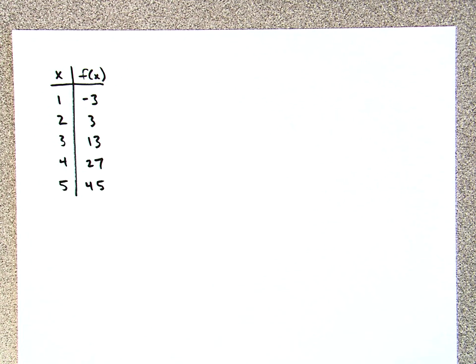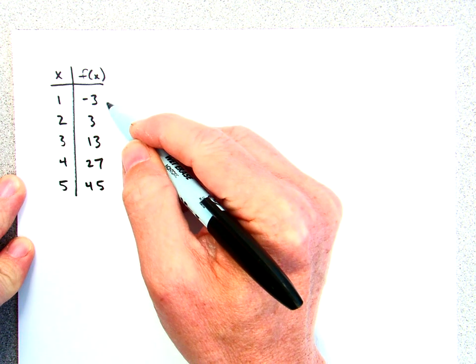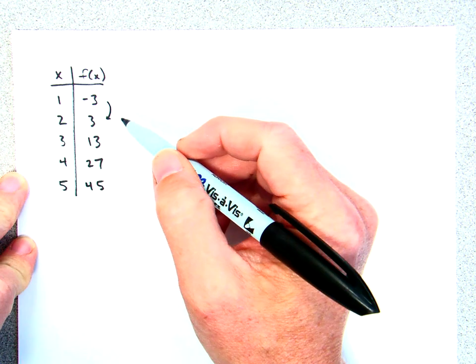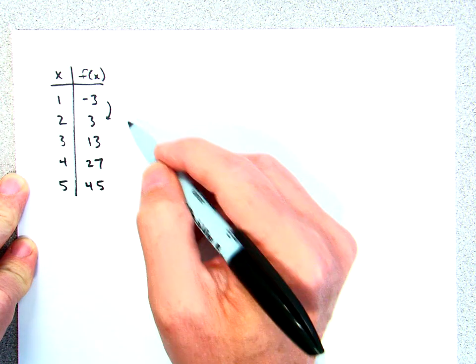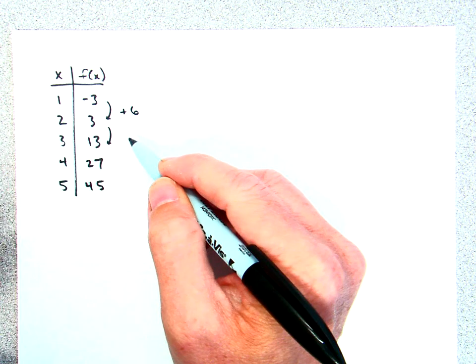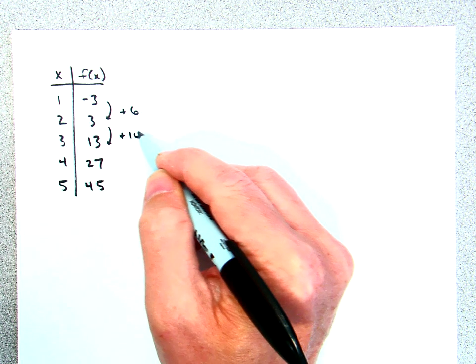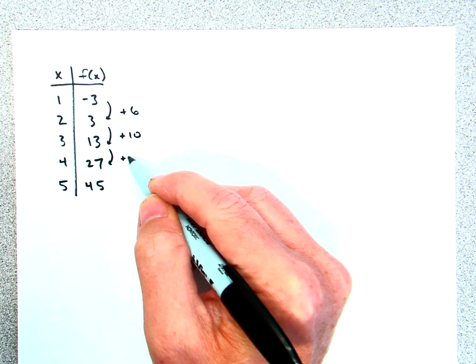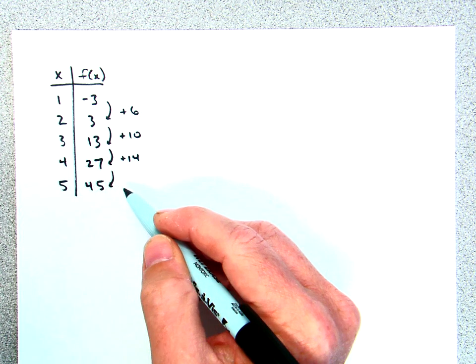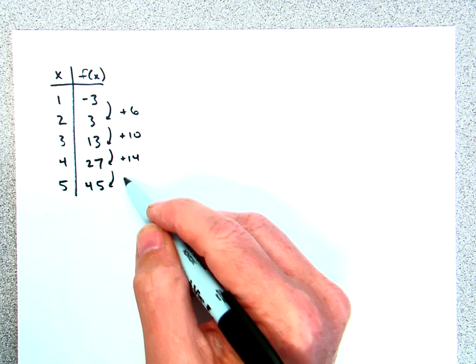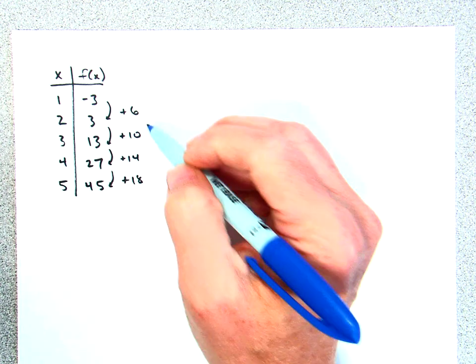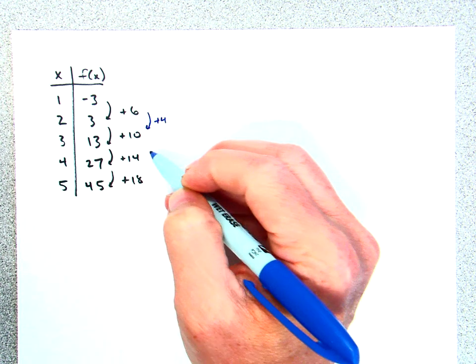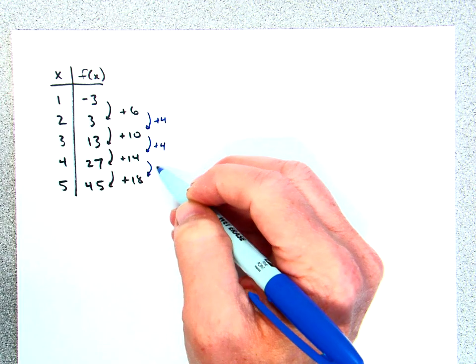All right, let's try another one. So again, we have this sequence. We need to see how the sequence is being built. So I'm just going to check differences, common differences. So what would I do to -3 to make it into a 3? Right, that would be adding 6. What would I do to make it a 13? That would be adding 10. This guy would add what, 14? 27 plus what is 45? That should be 18. So again, not linear, but if I check the second order differences, plus 4, plus 4, plus 4. It's looking good.